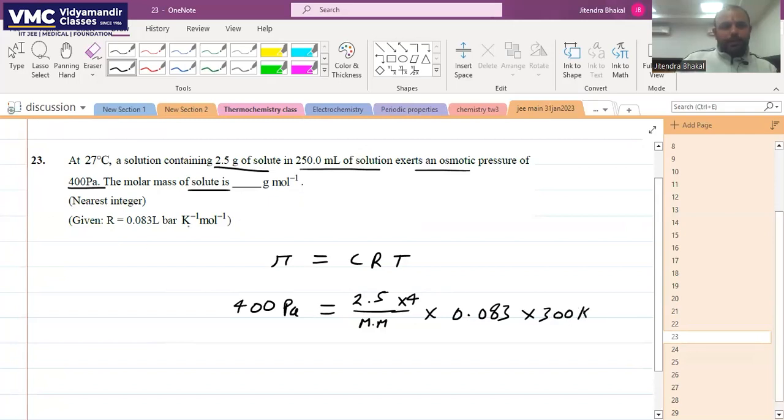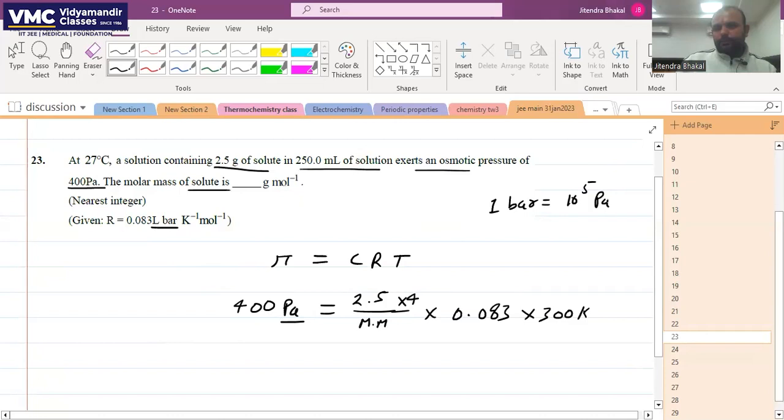Now, since R is given in unit liter bar per Kelvin per mole, and here we have pressure in Pascal, we can convert this Pascal into bar unit. So unit on both sides should be same. So 1 bar is basically 10 raised to power 5 Pascal. So either we can convert the bar into Pascal or Pascal into bar. We can do either of the two.